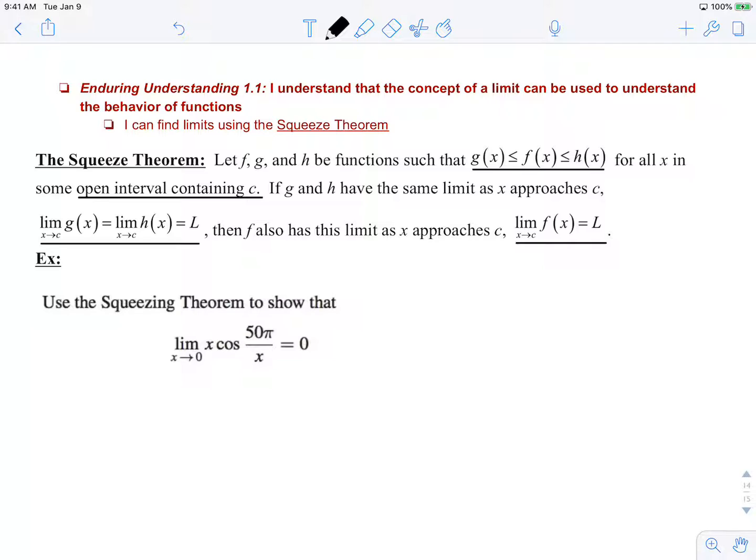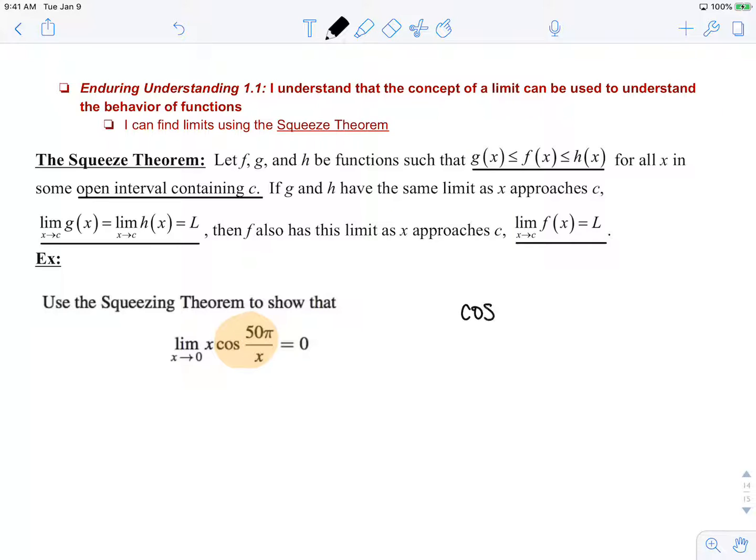So let's look at this example below. We're going to use the squeeze theorem to show that this limit is true. So the first thing I want to do with the squeeze theorem is bound a part of my function. So I'm going to start with bounding this trig function here.